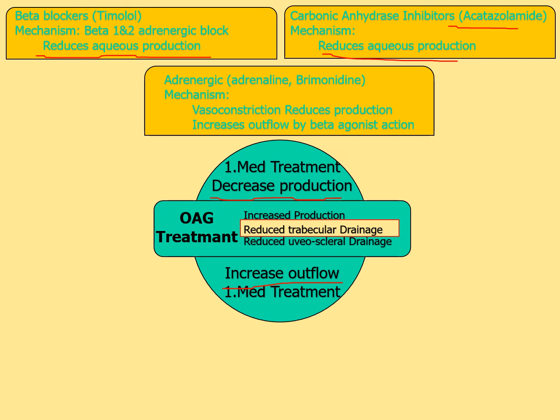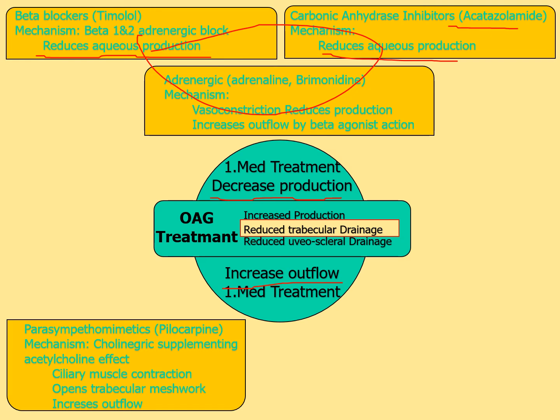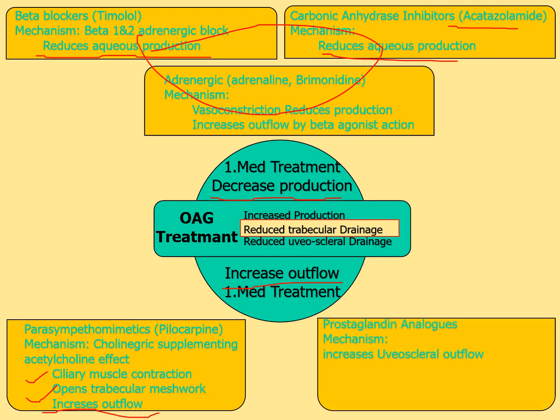So once we know that we can reduce the production by these three types of drugs, we can use the parasympathomimetic like pilocarpine. The mechanism is cholinergic, supplementing acetylcholine effect, and what it does, it causes the ciliary body contraction, which in turn opens the trabecular meshwork and the outflow increases. And another set of drugs is prostaglandin analogs like Xalatan, and the mechanism is increased uveoscleral outflow.